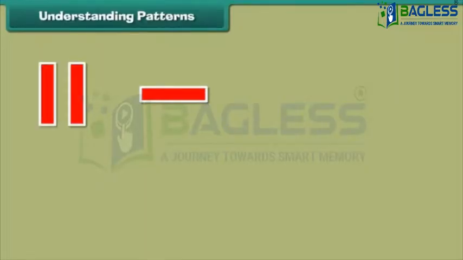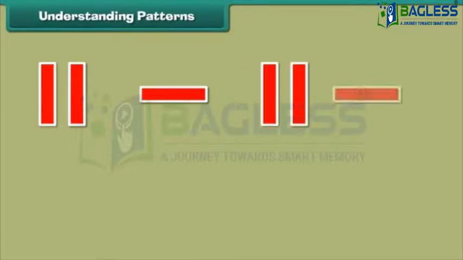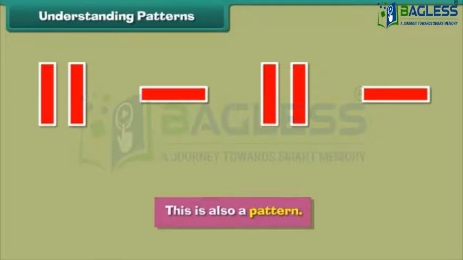Look at one more arrangement. In this arrangement, 2 standing lions are followed by a sleeping lion. Then, again 2 standing lions are followed by a sleeping lion. This is also a pattern.